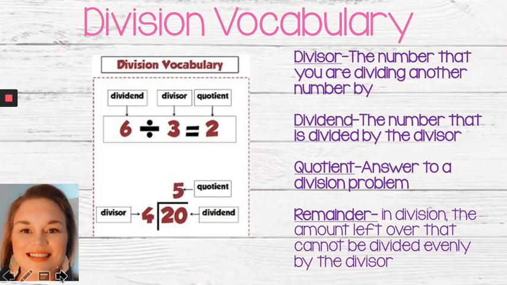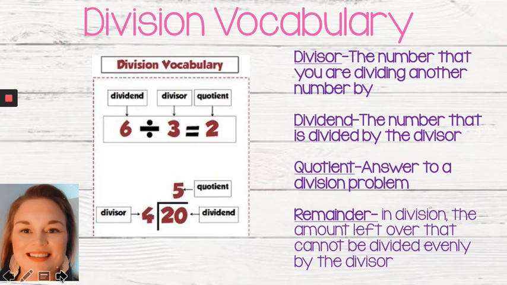I've given you a poster here so that you can reference where these vocabulary words actually match within the division equations. So let's discuss divisor. Divisor is the number that you are dividing another number by. The dividend is the number that is divided by the divisor. A quotient is the answer to a division problem. And the remainder in division is the amount left over that cannot be divided evenly by the divisor.